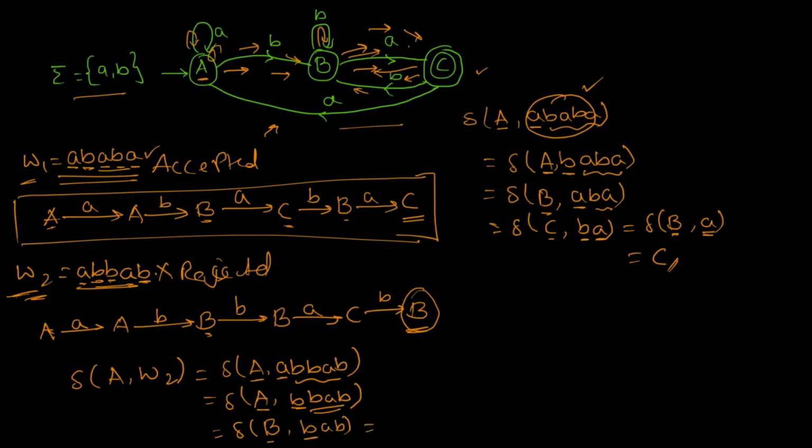On seeing B from state B, we go to state B and the rest of the string comes here. On seeing A from state B, it goes to state C and the rest of the string comes here. On seeing B from state C, we reach B and we are done with the string. So we have not reached the final state. We ended up at the non-final state. So we say that the string ABBAB is not accepted by the finite automata.